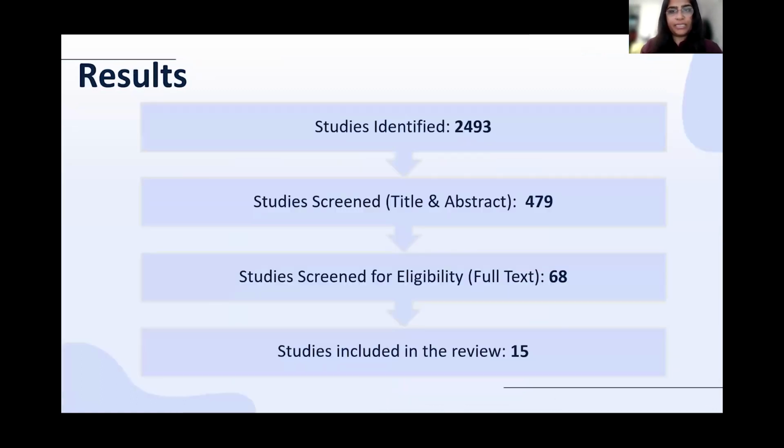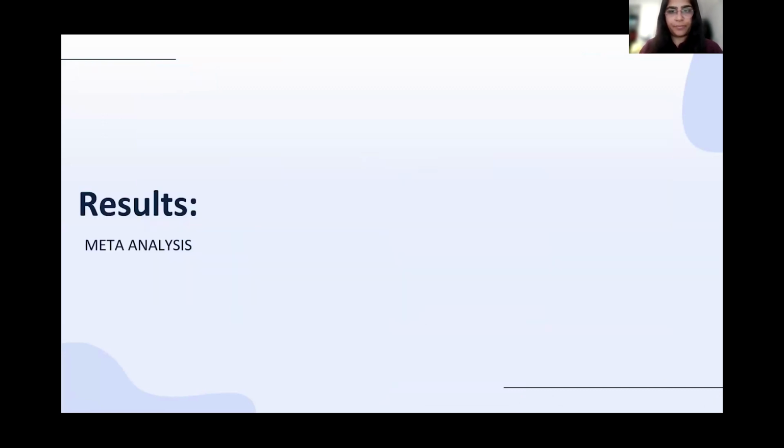Moving on to the results, the initial search yielded a total of 2493 articles across all databases. After removing duplicates, title and abstract screening was conducted for 479 articles. Following a thorough review of the full text for 68 articles, 15 articles were included for data abstraction and analysis.